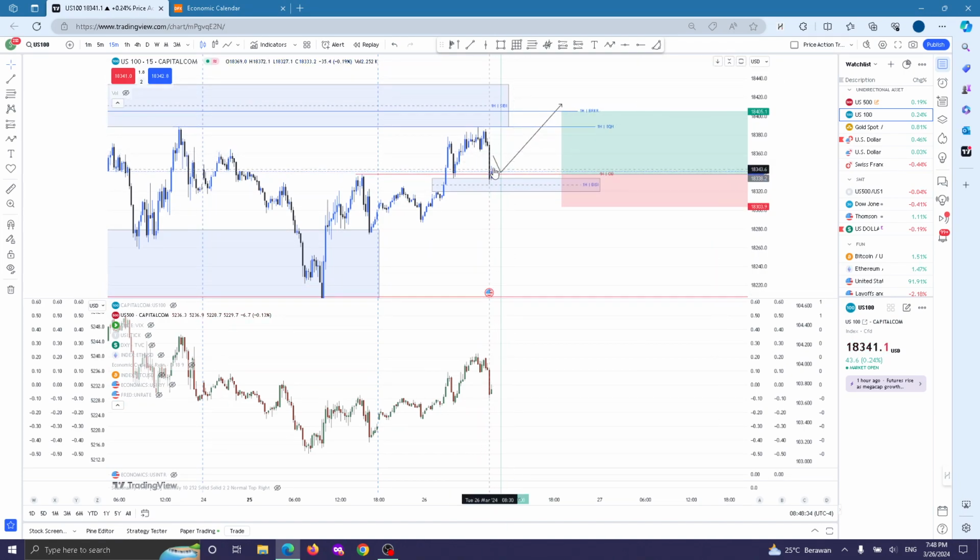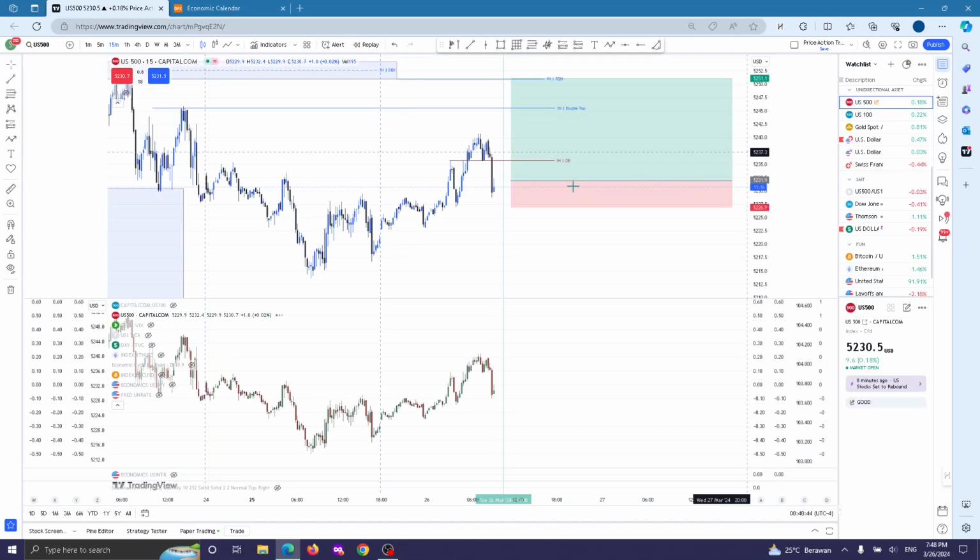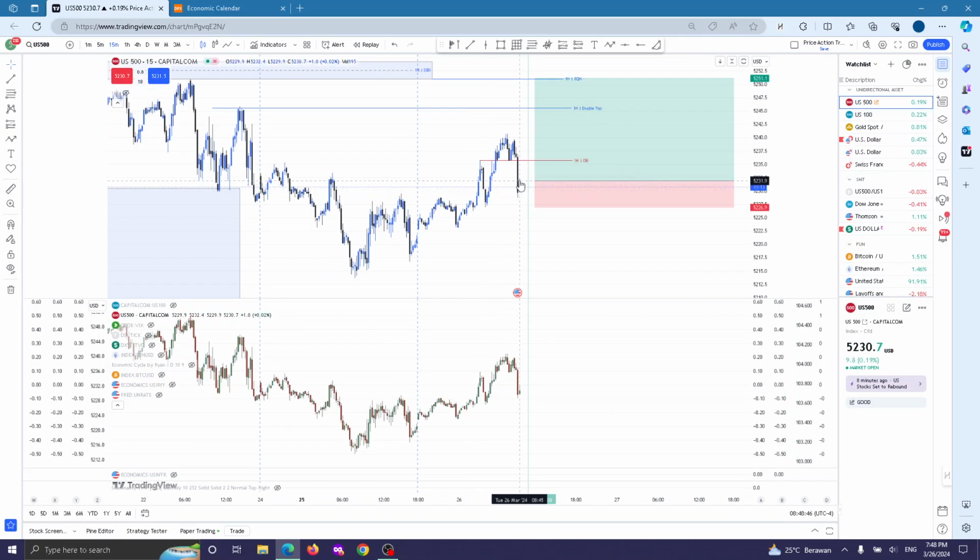If we see market structure shift here on the lower time frame, then I'll enter for silver bullet to buy side liquidity. For ES, if we inverse the CB and push higher, rally above this 1 hour OB, then I'll look for price to come up and fill this CB, eventually equal highs.